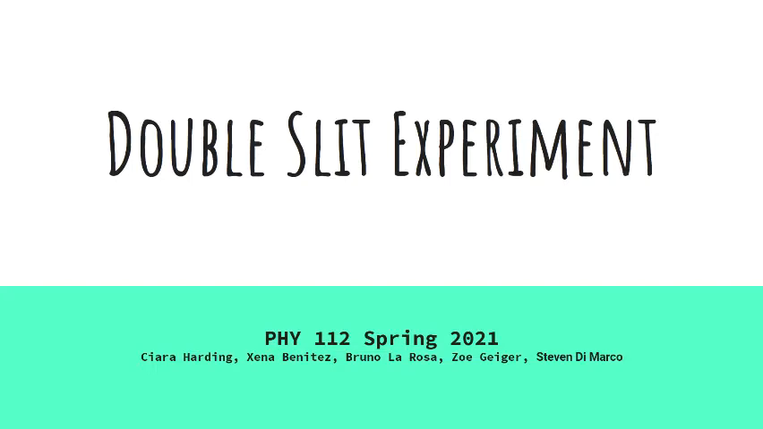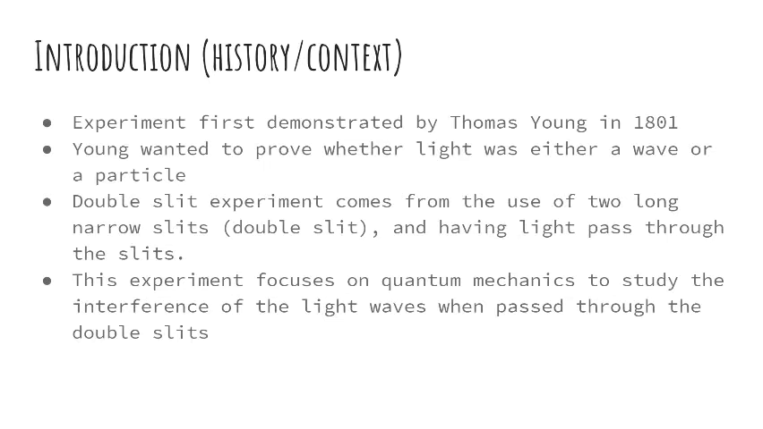Our group decided to focus on the double slit experiment. The double slit experiment was first conducted in 1801 by polymath Thomas Young. In order to conduct his experiment, he utilized sunlight and two large, narrow double slits. Thomas Young wanted to prove whether light acted as a particle or a wave.